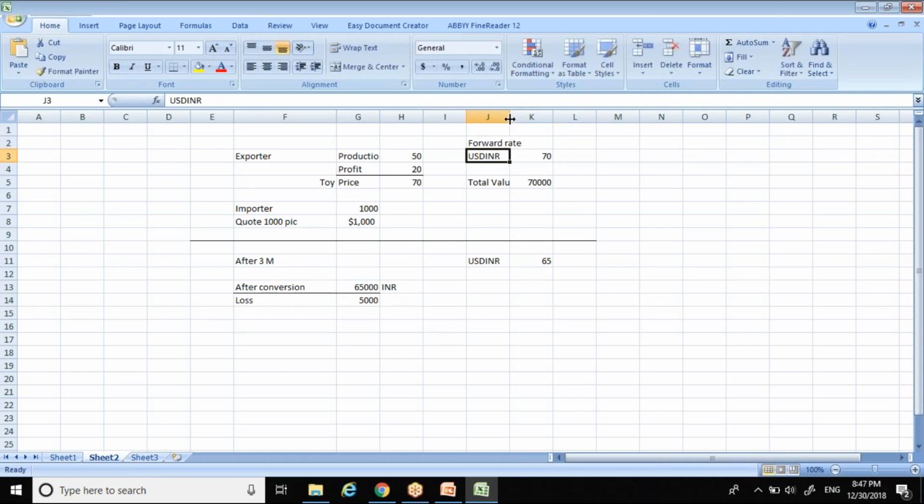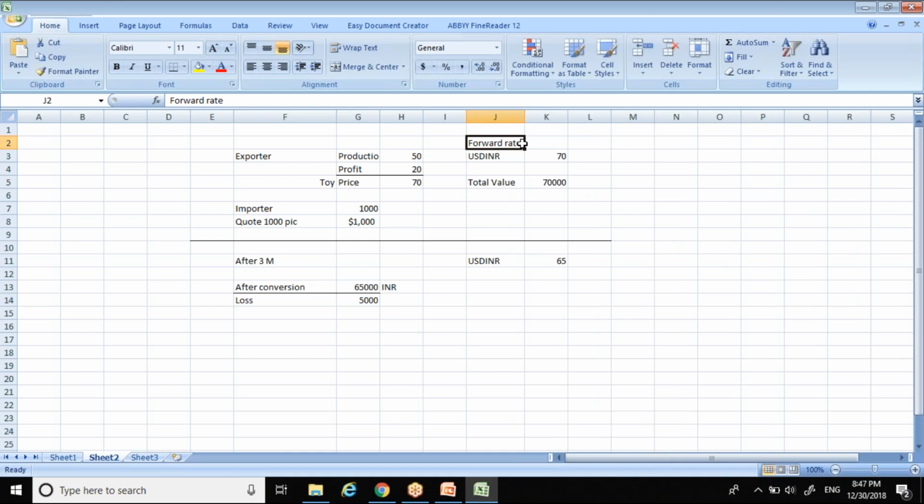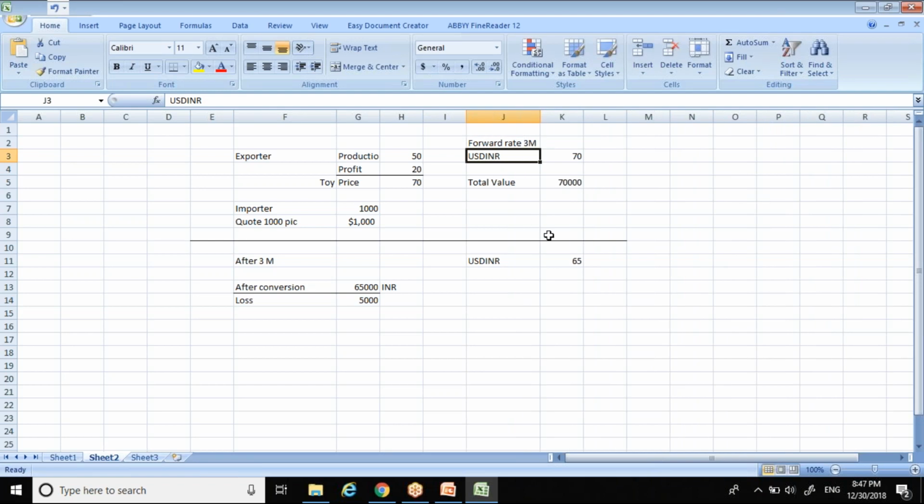So forward rate of, let's suppose you're going to receive payment after 3 months. So 3 months forward rate, that means you have to tell the bank that today is 1st January, I'll give you $1,000 after 3 months. At what price will you convert it? So the bank will send you an email and give you a quotation for that. And you can also get a forward agreement with the bank. There's a formality, it's a normal form.